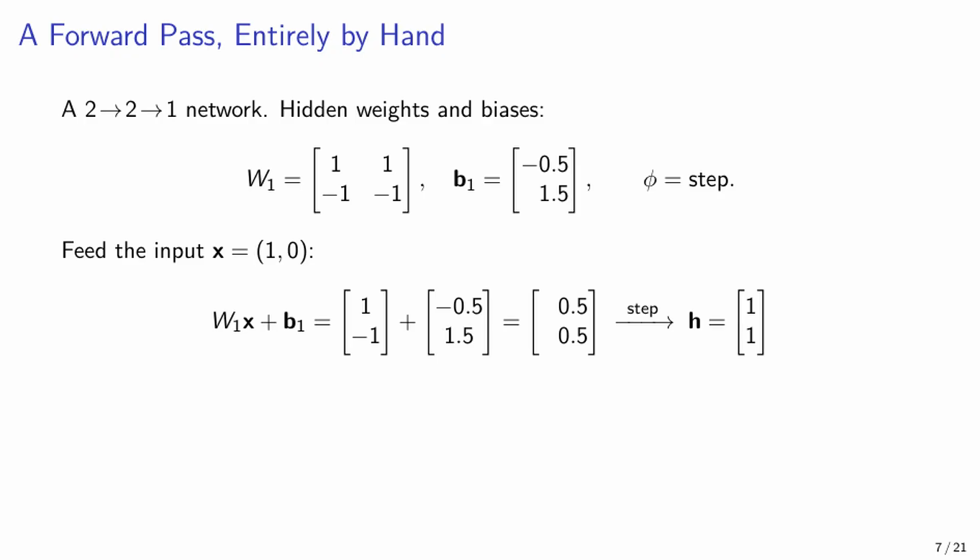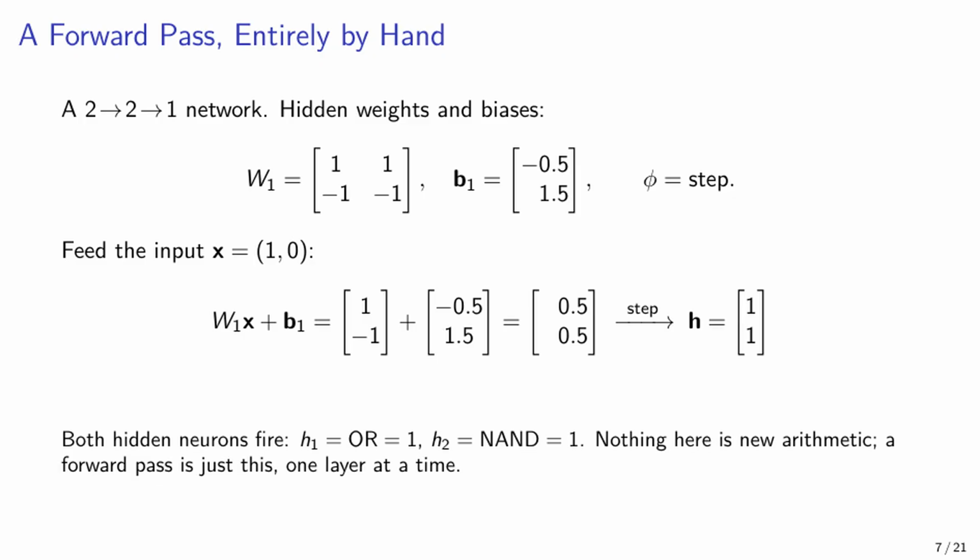Multiply the weights by the input and add the bias. The first neuron scores positive 0.5. The second scores positive 0.5 as well. And the step function turns each into a 1. So both hidden neurons fire. The first is OR and it gives 1. The second is NAND and it gives 1. Nothing here is new arithmetic. A forward pass is just this, one layer at a time.